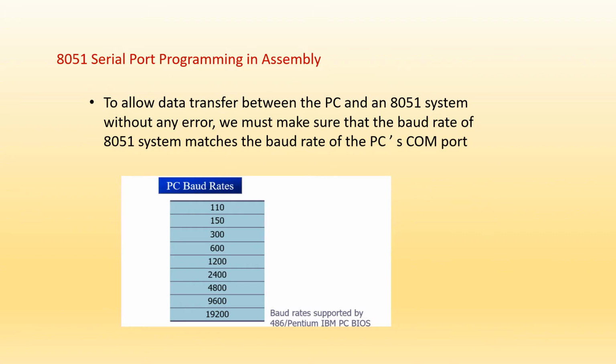Okay, so next is 8051 serial port programming in assembly. Whenever I want to write the program in assembly language for serial port communication, what should be followed? Okay, so the first thing is the baud rate. We are making the PC communicate with the 8051, so we should know the baud rate of the PC and also the baud rate of the 8051.